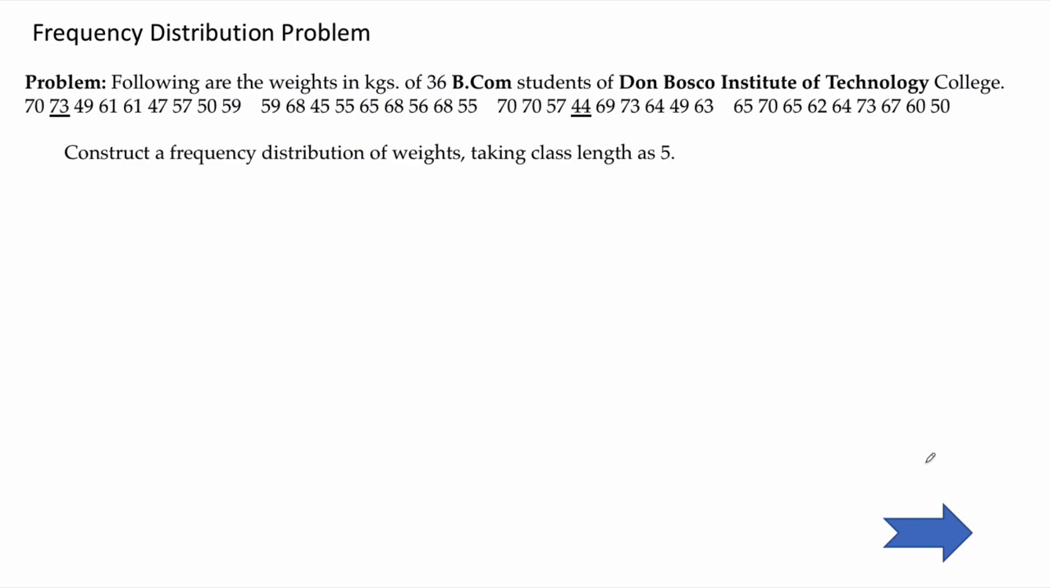And which is normal. Now we need to construct a frequency distribution table of the weights taking the class length of 5. Now what is the class length? It means we'll be taking, let's say, 40 to 45. That is the class length. I will explain some terminologies of the frequency distribution table in detail in the coming lectures, but for the time being, let's consider this problem.